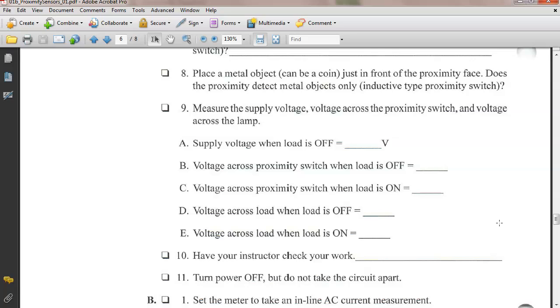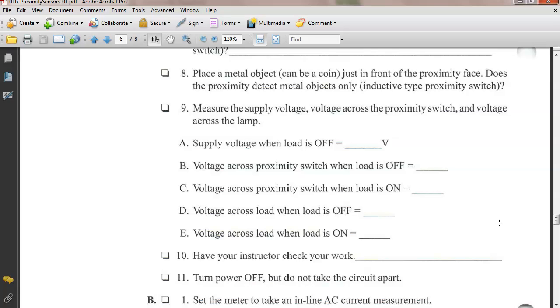So we're going to measure the voltage across when it's off. We're going to measure the voltage across when it's true, the voltage across the load when it's off, the voltage across the load when it's true. But it's going to be less, right? We're going to measure a voltage drop across this because it's a 2-wire solid state sensor, which means it's got to power through the load, right? You understand that?